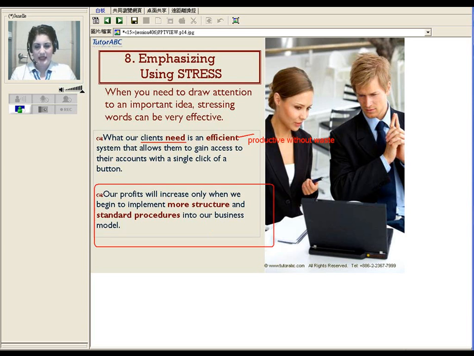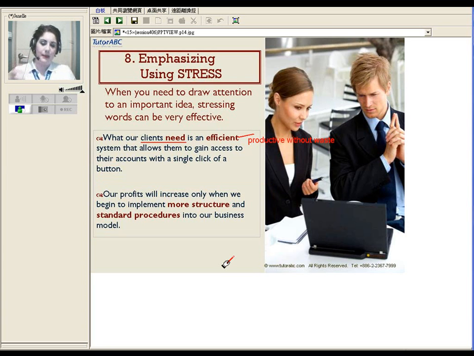All right, or we could say something like this. Our profits will increase only when we begin to implement more structure and standard procedures into our business model. Do you notice how I do that? Maybe I slow down, make my voice a little stronger or harder. And this is a way so that people can really listen, hear, and understand.